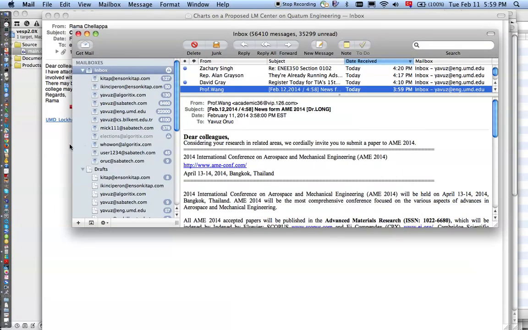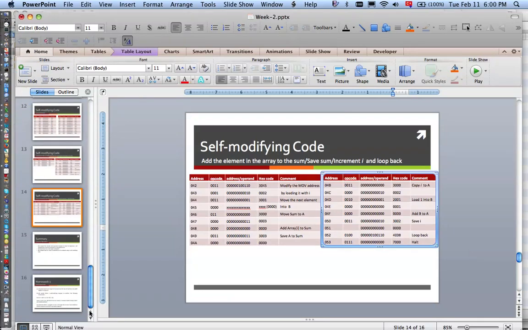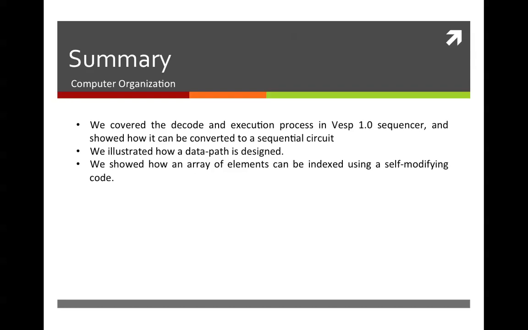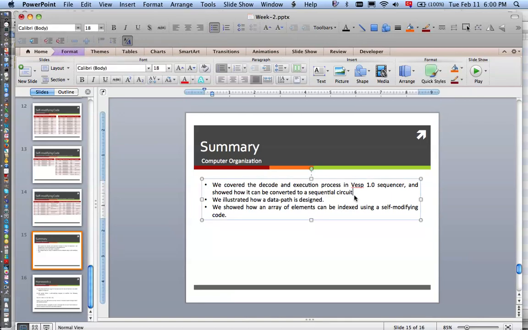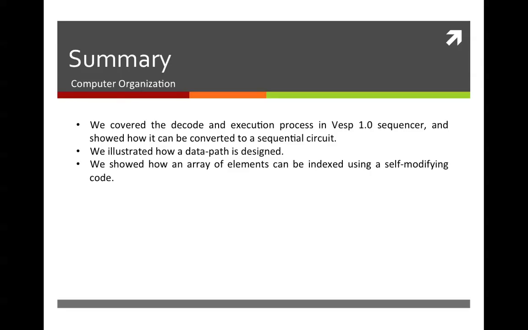All right. And now I'm going to go back to my PowerPoint presentation and complete my discussion. So that was just that. And now here's the summary. In a way, we covered the decode and execution process in the VESP 1.0 sequencer and showed how it can be converted to a sequential circuit. And then, really briefly, we showed how an array of elements can be indexed using self-modifying code. That was what we did.